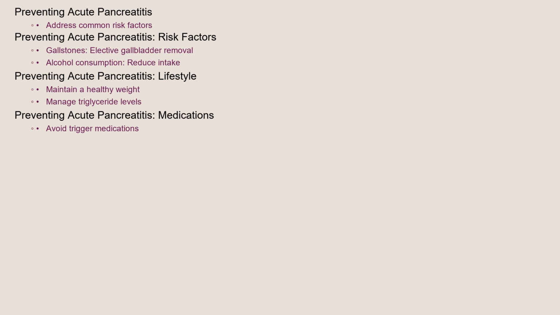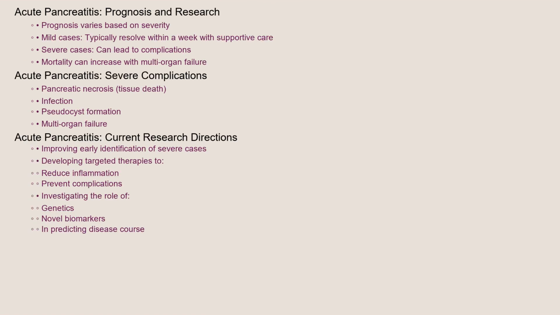Maintaining a healthy weight, managing triglyceride levels, and avoiding medications known to trigger pancreatitis can also play a role in prevention. The prognosis for acute pancreatitis varies depending on the severity of the condition. Most cases of mild acute pancreatitis resolve completely within a week with supportive care. However, severe acute pancreatitis can lead to significant complications, including pancreatic necrosis, tissue death, infection, pseudocyst formation, and even multi-organ failure, which can increase mortality.